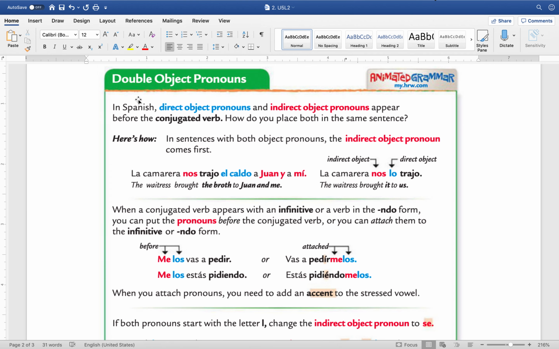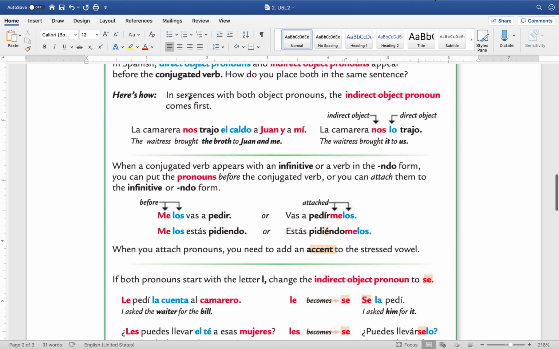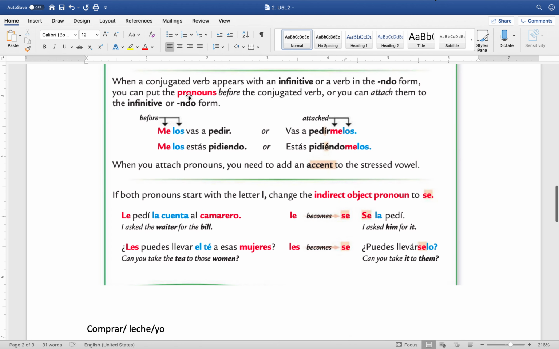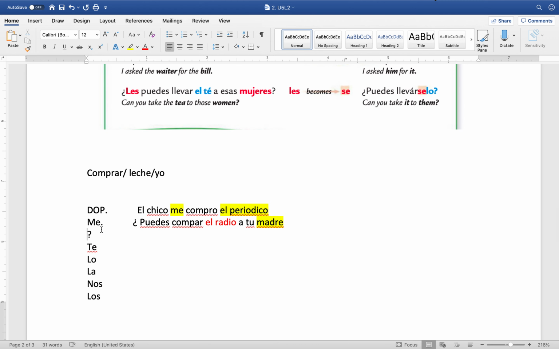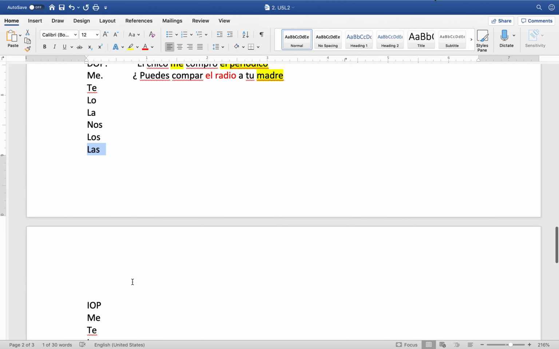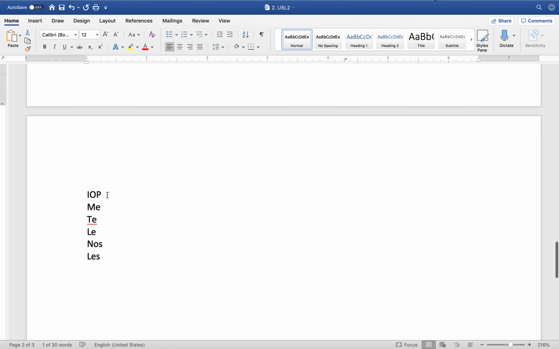All right. So now we are going to review the double object pronouns. We have done this with commands, but now we're going to do it with questions and statements. So let's go back and review the direct object pronouns: me, te, lo, la, nos, los, las. The most common ones are lo, la, los, and las, and most of the time they replace items, things, objects. Then we have the indirect object pronouns, which are me, te, le, nos, and les.